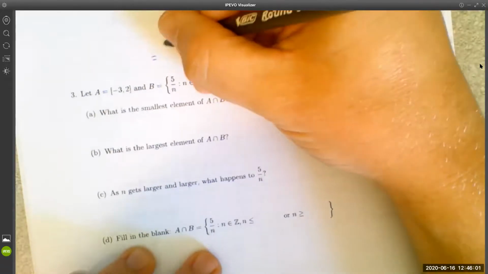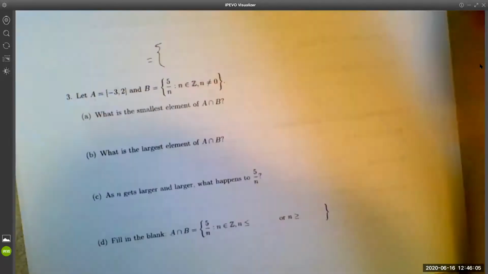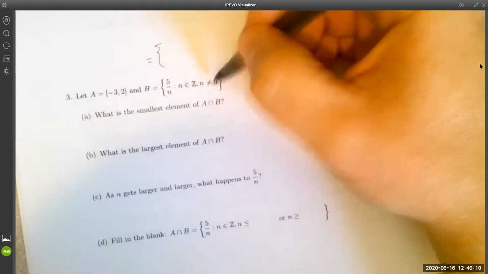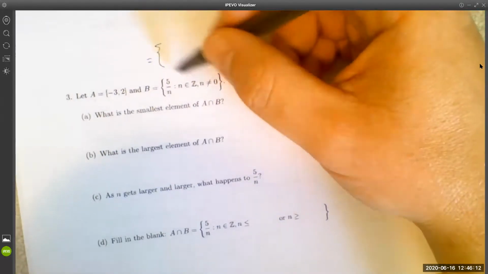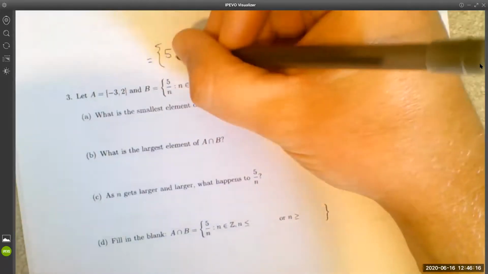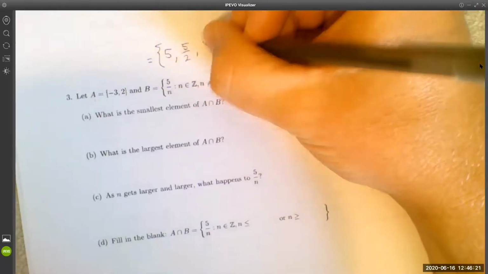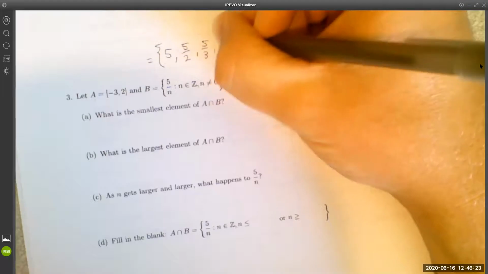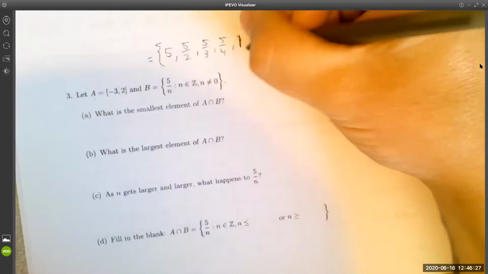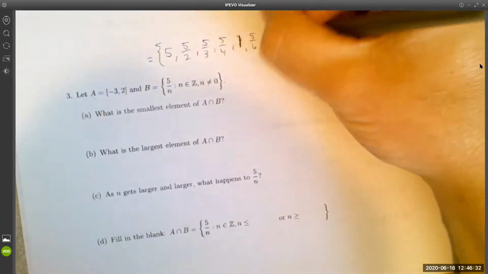For B, n is allowed to be any integer, just not 0. So I could plug in 1, for example. If I plug in 1, I get 5. If I plug in 2, I get 5 halves. If I plug in 3, I get 5 thirds, and then 5 fourths, and then 5 fifths, which equals 1. And then 5 sixths, 5 sevenths, and so forth.